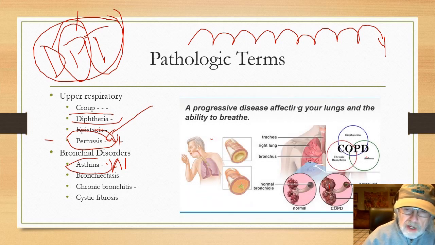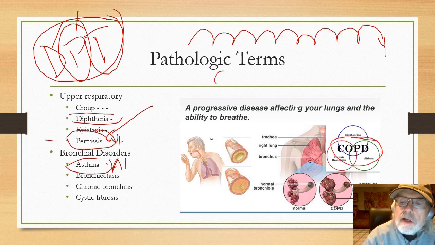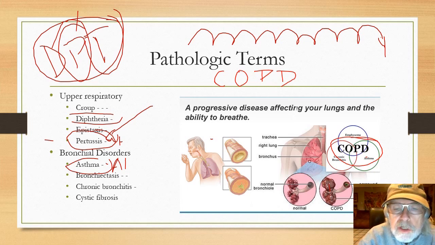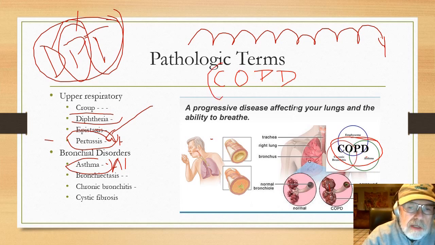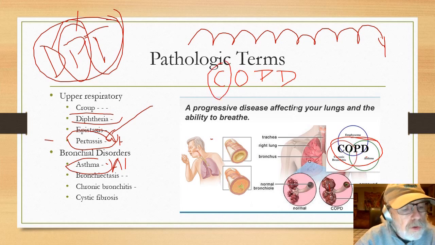The next term we have is called chronic bronchitis. Chronic bronchitis is part of that overall thing that we call COPD. COPD stands for chronic obstructive pulmonary disease. And again, by chronic, what I mean is it's something that's been occurring over a long period of time. The most common cause of chronic bronchitis is smoking.